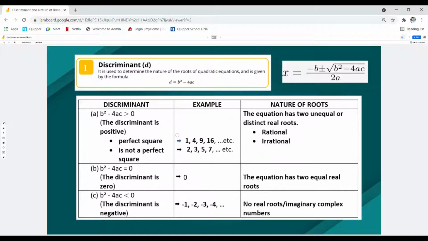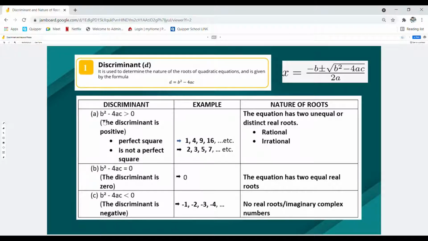Then, why do we need to solve the discriminant? Accordingly, if we are to solve the discriminant, we can tell or determine the nature of roots of a given quadratic equation. Okay, so there are three conditions that we need to remember upon solving the discriminant, so we can tell or determine the nature of roots.